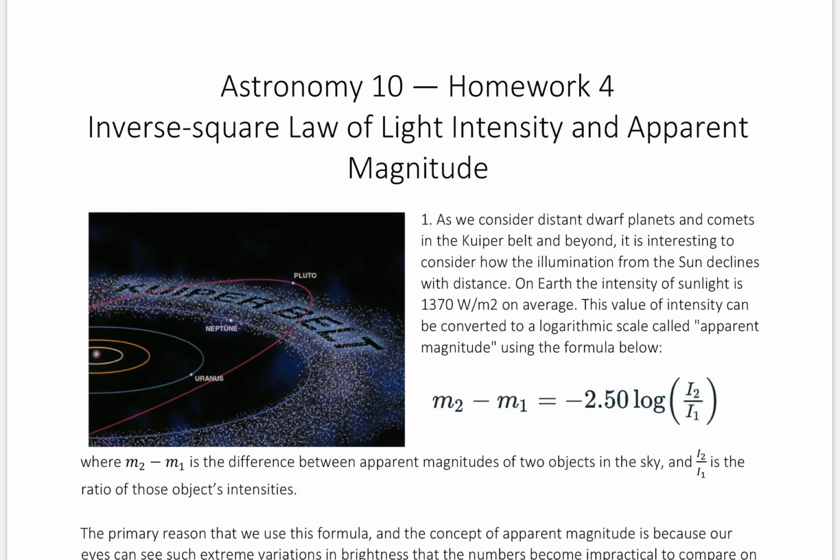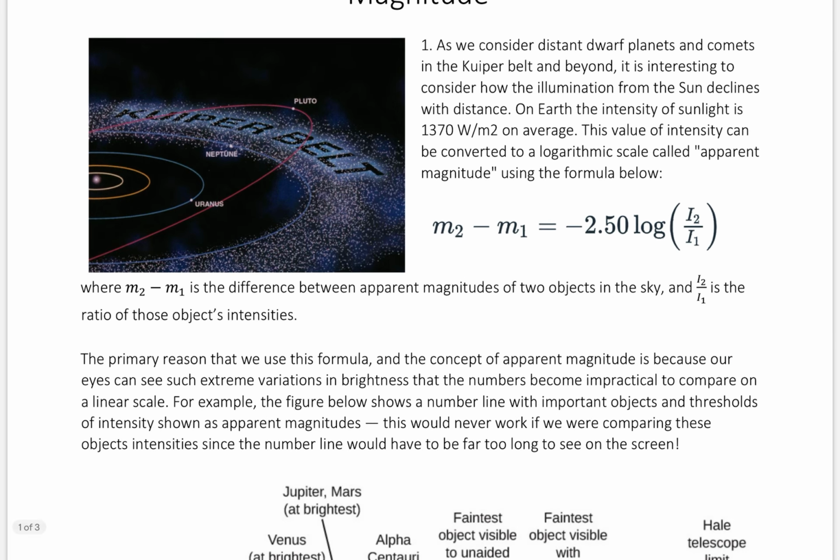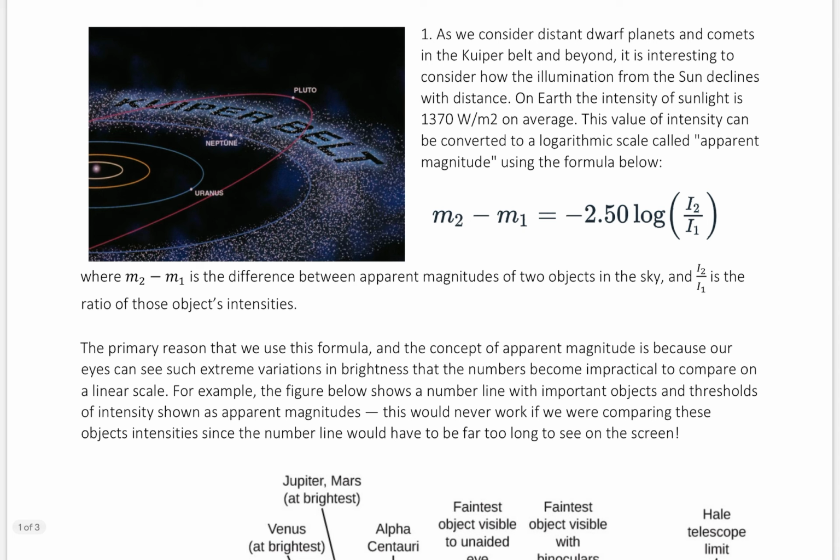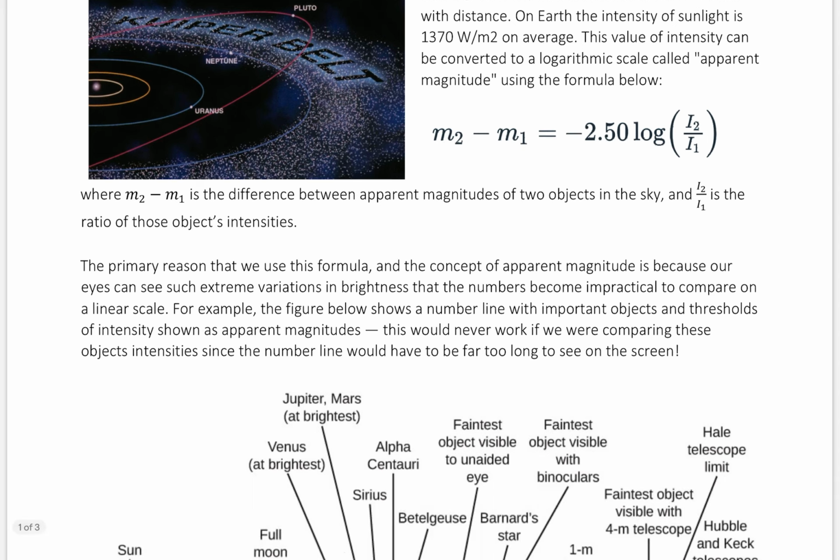Hello and welcome to this astronomy homework help video where we're going to talk about the inverse square law of light intensity and how to calculate apparent magnitude. I'm not going to get into the theory of the ideas here, but you are welcome to look at the background reading as you can see in this document that I have open.